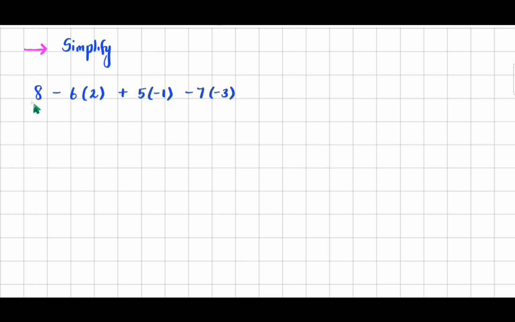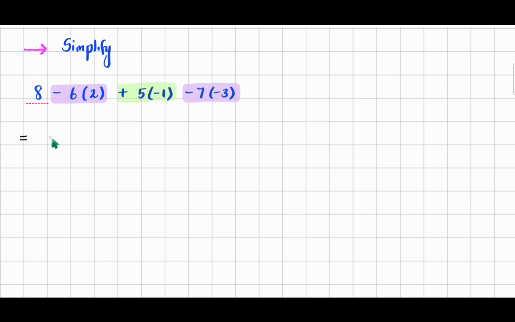So here we have 8 and then negative 6 times 2. So we know this is going to be multiplication here. Then we have positive 5 times negative 1. This is going to be multiplication. And then we have negative 7 times negative 3. This is also going to be a multiplication. As you can see now, we have marked the numbers, we have indicated the multiplication. Let's start simplifying now. Always go from left to right.